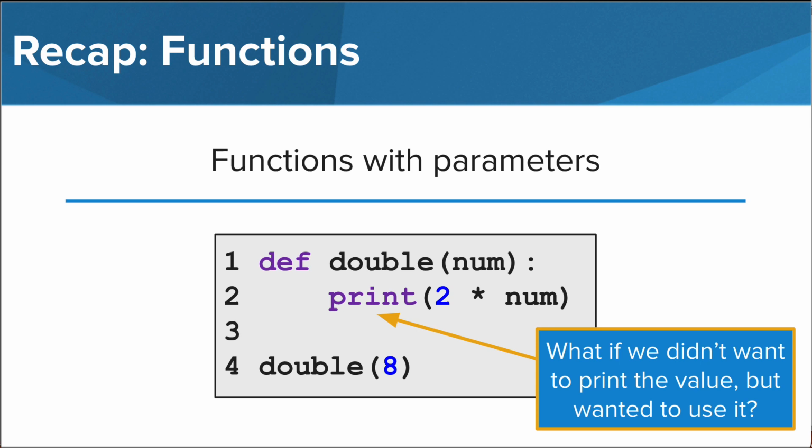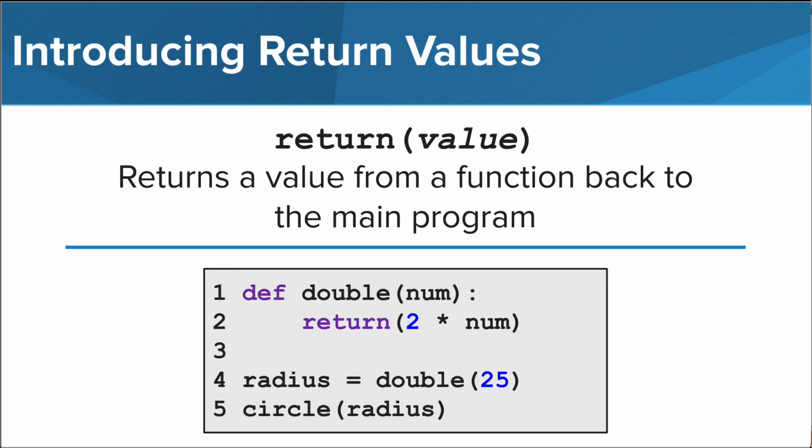But what if we didn't want to print that value? We wanted to use that value to do something else. Well, this is where return values come in very handy. In this scenario, our double function is not just printing that doubled value. It is returning that value back to the main program, and then the value that's returned is being used to control the size of the radius of a circle being drawn.